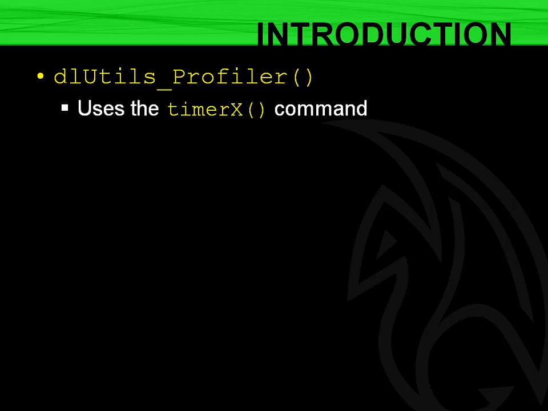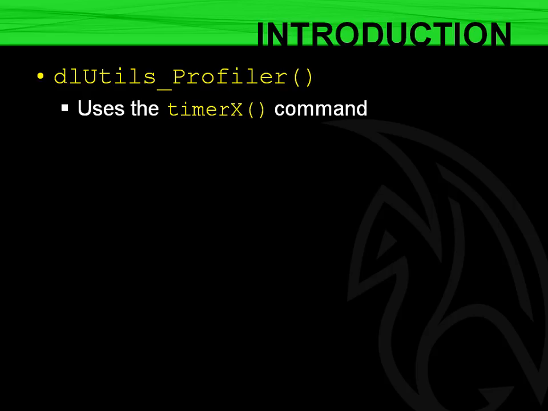So before we continue into actually creating the tools, we're just going to look at one last utility here that I've used in the process of making some of these scripts that might help you to optimize some of your scripts as well, and I call it DL Utils Profiler. What it does is it essentially uses the timerx command, and timerx is a mel command that essentially allows you to find the start time and then run a series of commands, and then find the end time, and then compare those two times to figure out how much time has elapsed between those two.